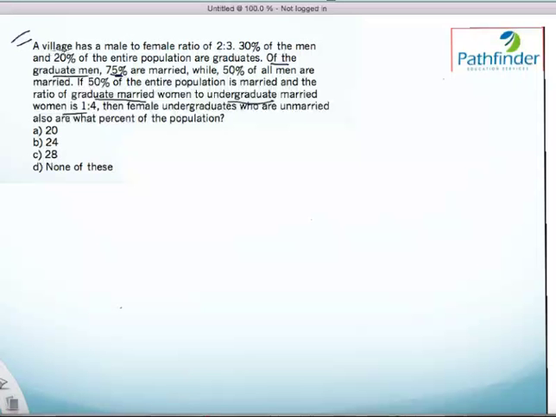Let us start. A village has a male to female ratio of 2:3. So we will start by assuming the number of males and number of females as 200 and 300. Obviously, the total population must be 500. Of the population, 30% of the men and 20% of the entire population are graduates.